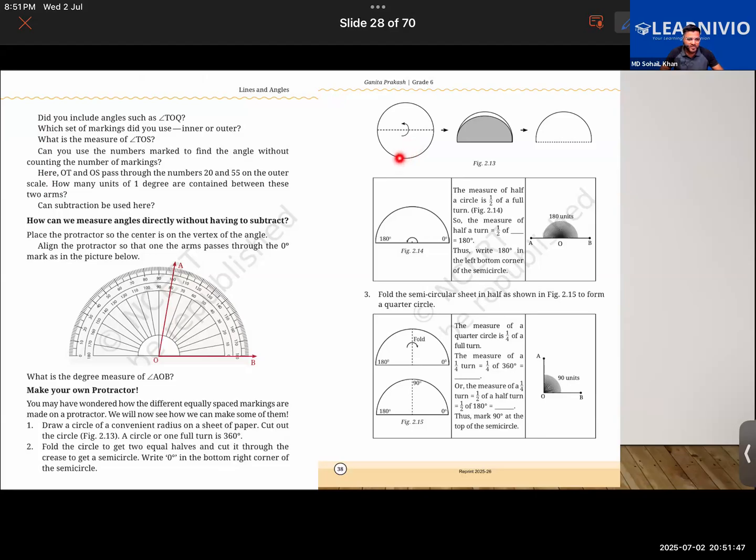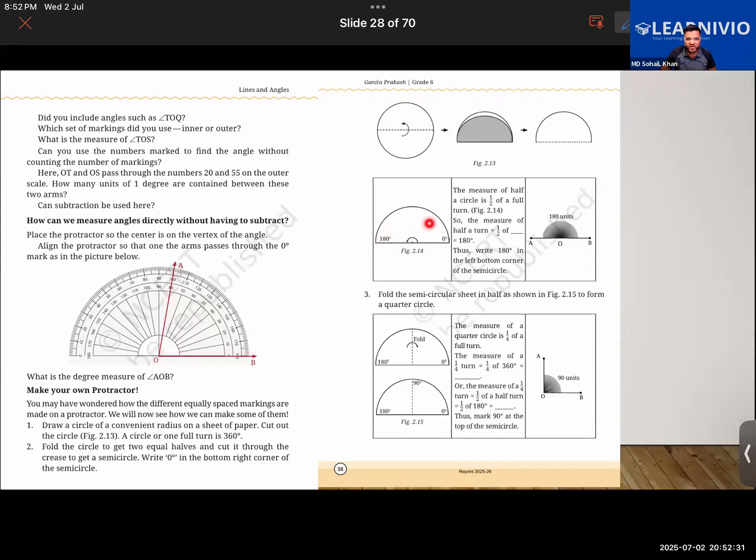So after drawing the circle, now you will fold it from the middle, as you can see here. So fold the circle to get two equal halves like this. And cut it through the crease to get a semicircle. Now you have cut it and you have got a semicircle. Semicircle is half of a circle, right, Habib? Yes. Then at the middle, write 0. Write 0 in the bottom right, I mean to say. On the bottom right corner, you write 0. And on the bottom left corner, you write 180 degree. As it is shown over here, right?